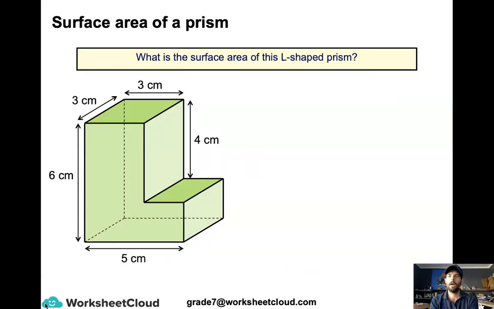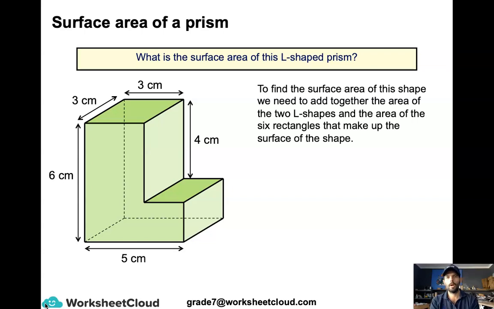Right, now we get onto the surface area of a prism. So this is similar to the area of a compound shape. Remember, when we did area of compound shapes, we would have worked out separate areas and then added them all together. And this is quite similar. So here we need to decide how this L-shaped prism is actually formed.